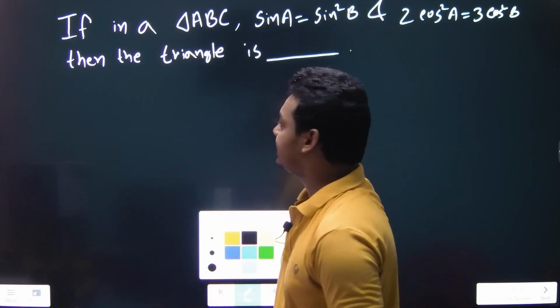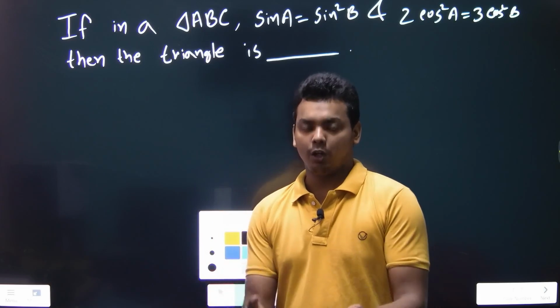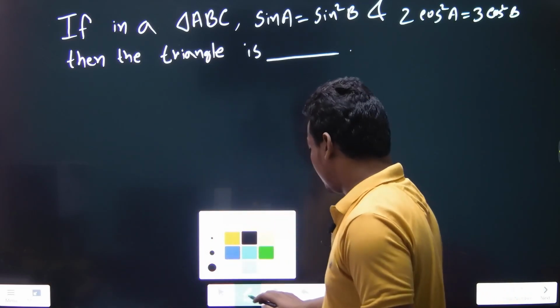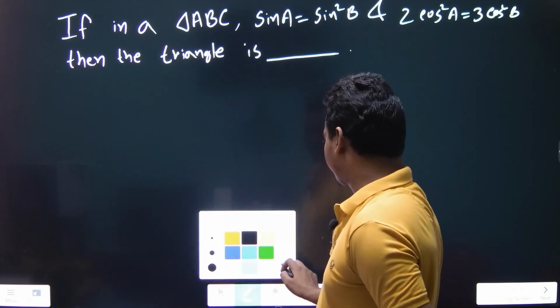So to find whether it's a right angle triangle, an obtuse angle triangle, or an acute angle triangle, we need to find the values of these angles. So let's start, how can we solve this?